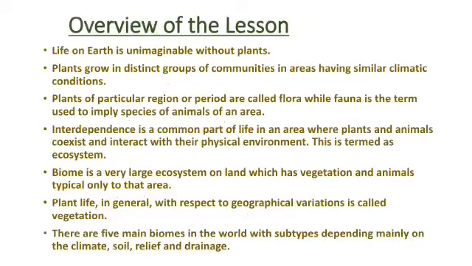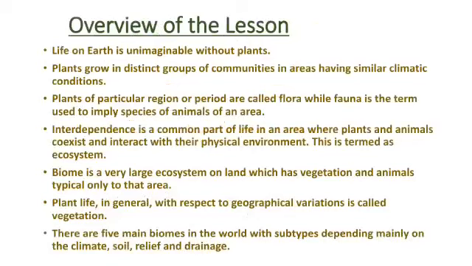Plants of a particular region or period are called flora, while fauna is the term used to imply species of animals of an area. Interdependence is a common part of life in an area where plants and animals coexist and interact with their physical environment. This is termed as ecosystem. Here, physical environment refers to temperature, rainfall, humidity, soil, and so on.